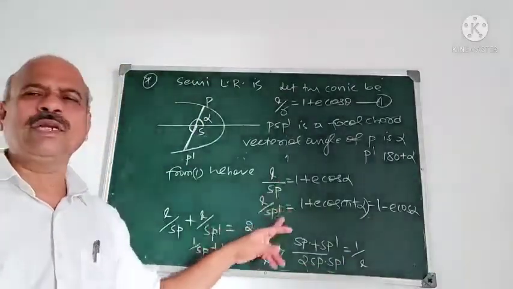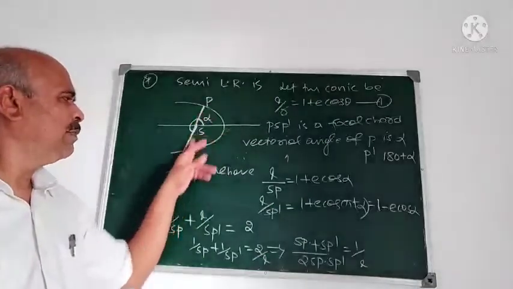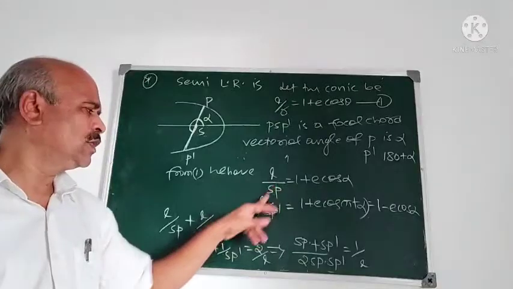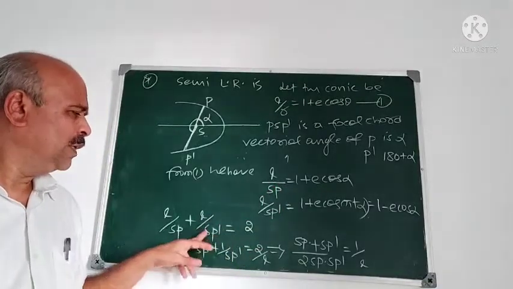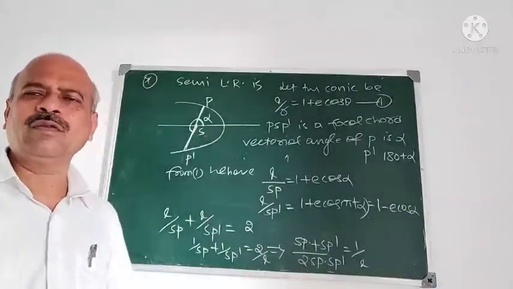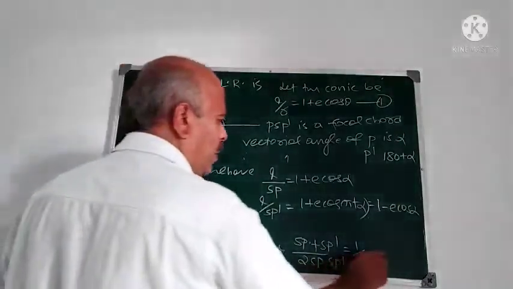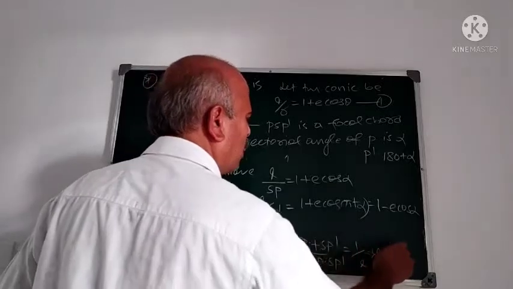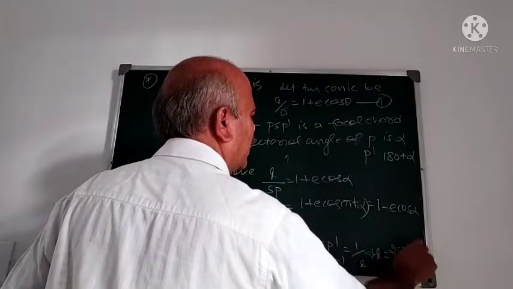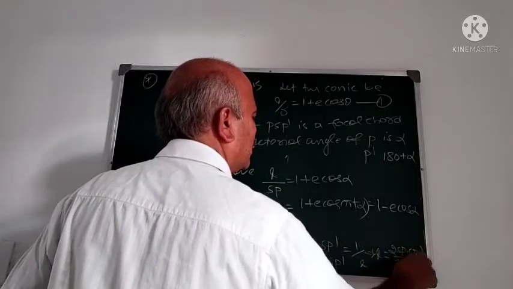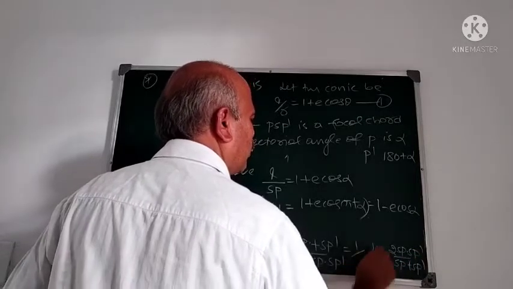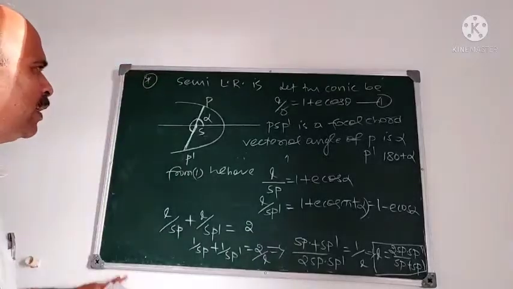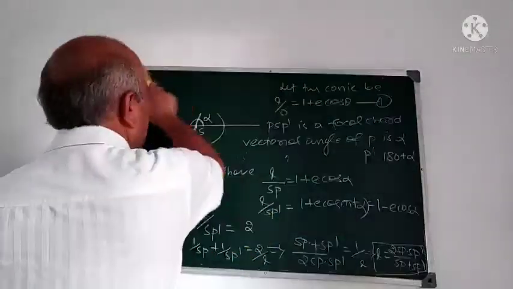Actually, these two steps are important here because P and P dash lie on this conic section. Therefore, we have obtained these two steps. That is important. Now, next thing is only mathematical calculation. So L is the reciprocal, 2 SP SP dash upon SP plus SP dash. Therefore, L is the harmonic mean between SP and SP dash.